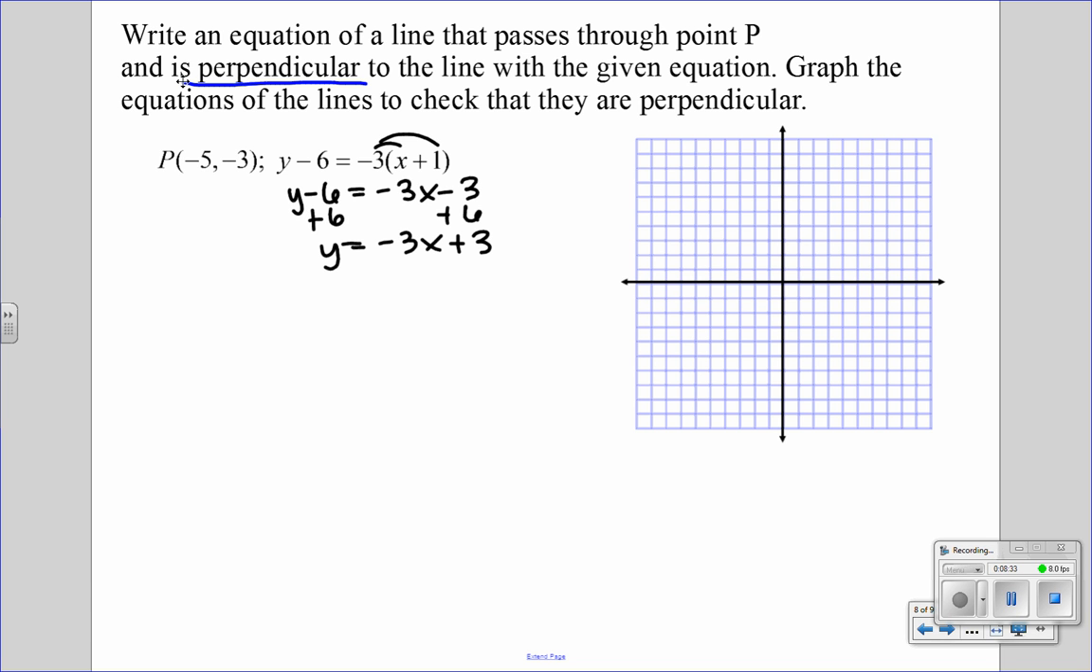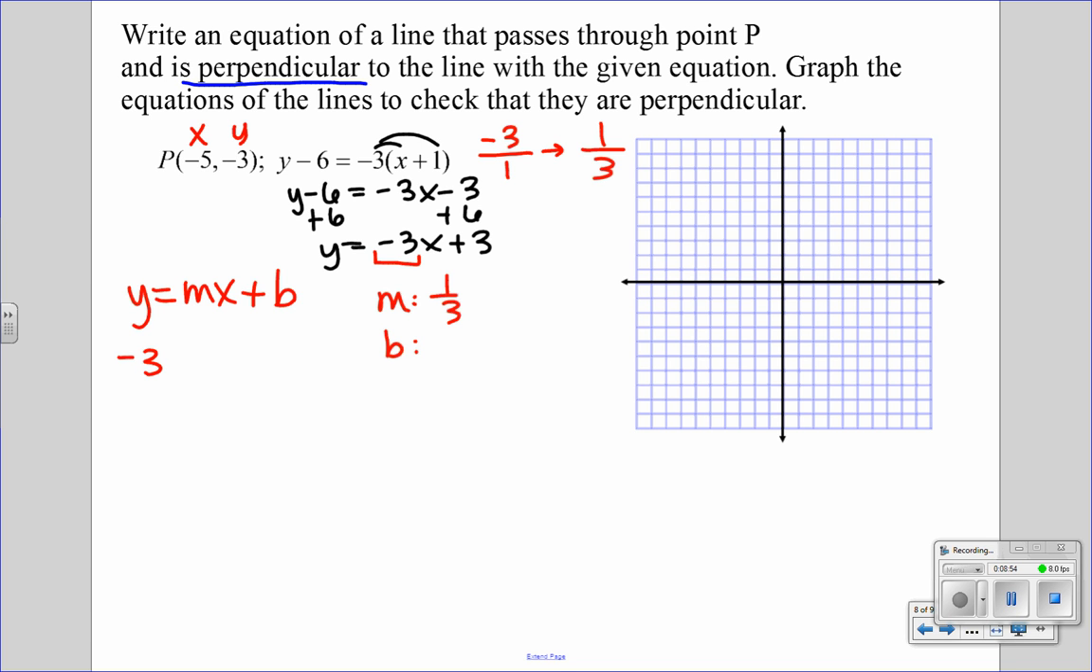So the slope for the original equation is a -3, but our line is perpendicular to this, so we're going to have to take the opposite reciprocal, which is a +1/3. So our slope is a +1/3, and we have to find the b. Our point is x and y. So now we can plug in our information. Y is a -3, m is a 1/3, x is a -5.